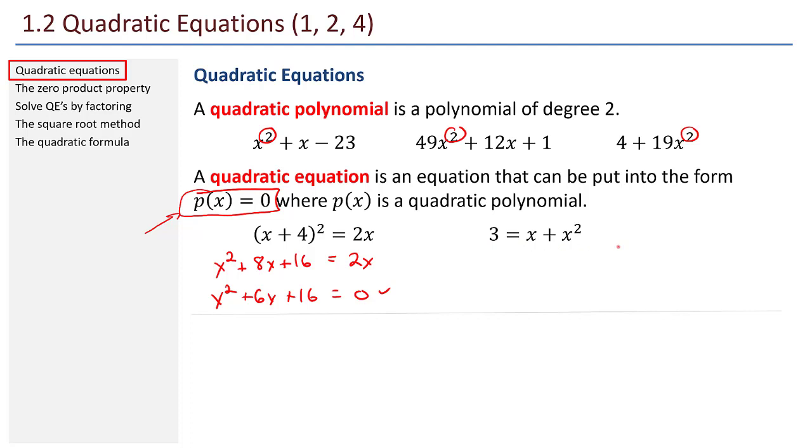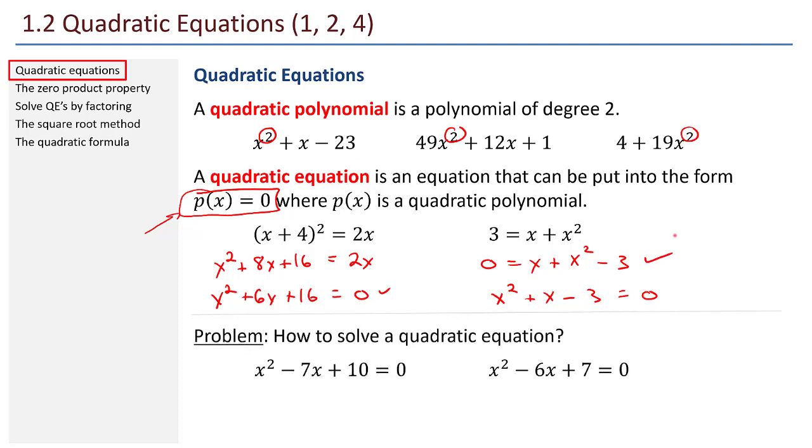How about this equation on the right? 3 equals x plus x squared. How about if I subtract 3 from both sides? Then I get 0 equals x plus x squared minus 3. And that kind of looks like what I want. It is equal to 0, and it doesn't really matter if it's on the right or the left. If you really want to, you could rewrite this as x squared plus x minus 3 equals 0. There we go.